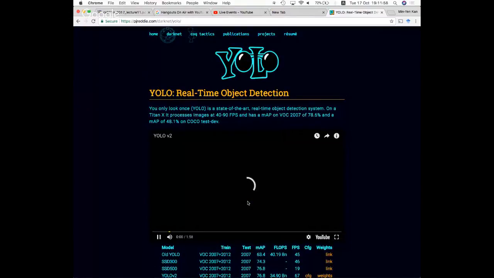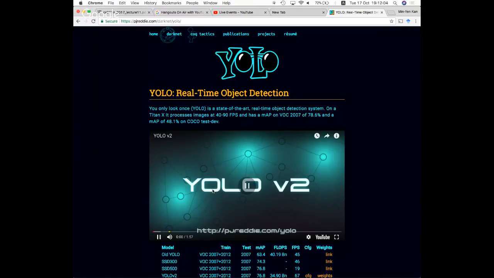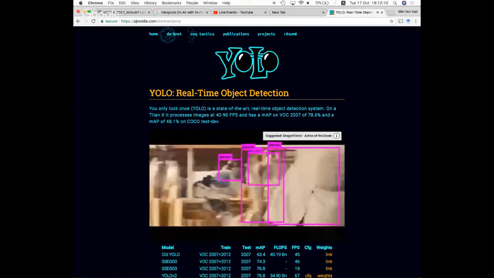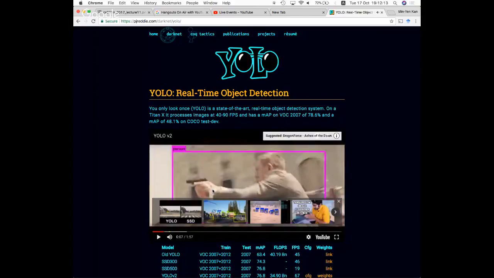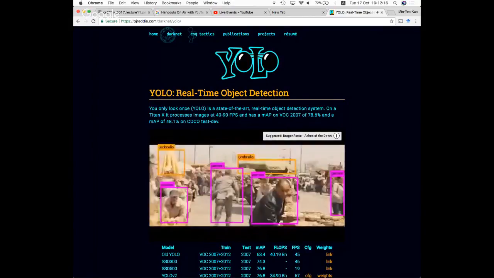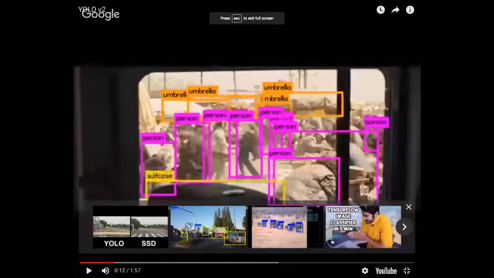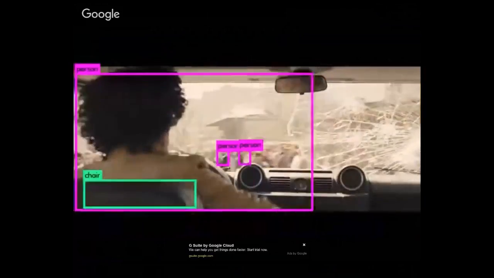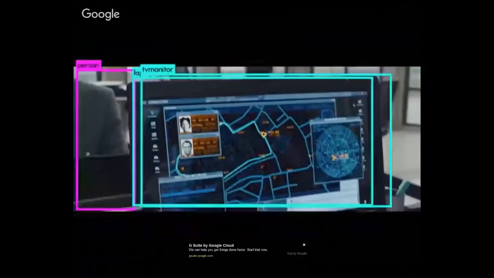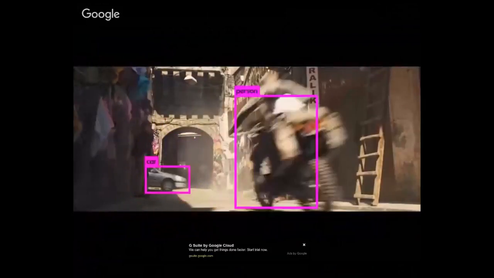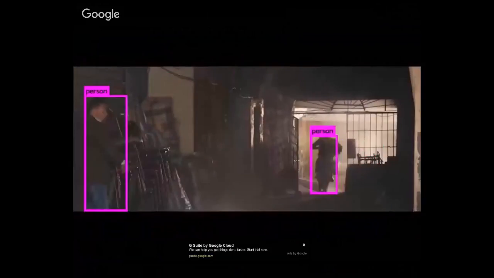Okay, so this is an example of YOLO run on a James Bond film. You can see the text: person, chair, umbrella, chair, car, and something like that. So this is trained on a dataset called Pascal VOC. It consists of 20 classes, like person, cell phone, motorbike, car, and something like that.